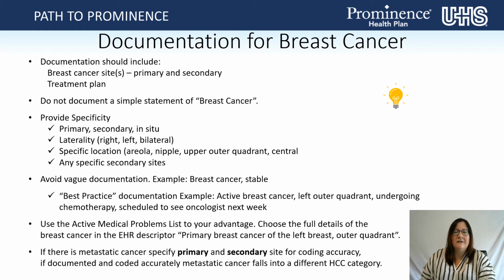Use the active medical problems list to your advantage. Choose the full details of the breast cancer in the electronic health record descriptor, primary breast cancer of the left breast outer quadrant, and use those details to drive your clinical documentation. If there's metastatic cancer, specify primary and secondary site for coding accuracy. If documented and coded accurately, metastatic cancer falls into a different HCC category.